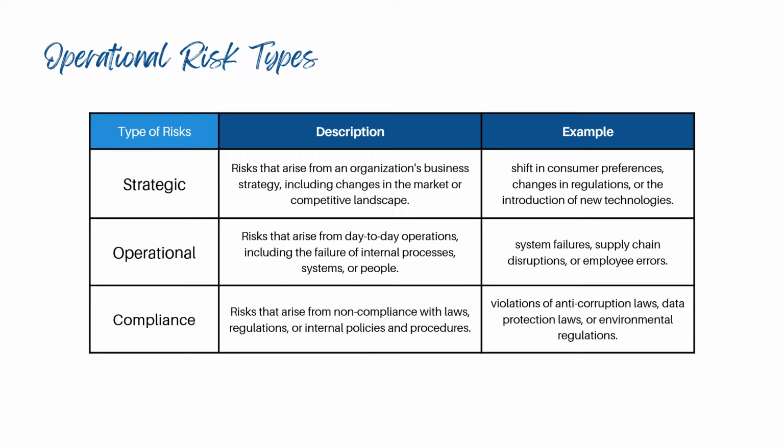Okay? And under operational risks, these are the risks that arise from day-to-day operations, including failure of internal processes, systems, or people. And these risks can have significant impact on the organization's ability to deliver products or services, no? And can lead to financial losses or reputational damage. And what are the examples of this one? It could be system failure.